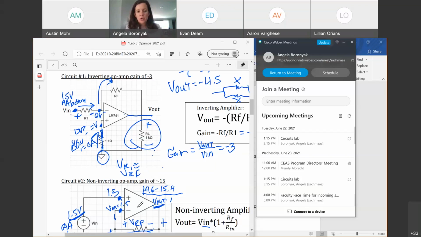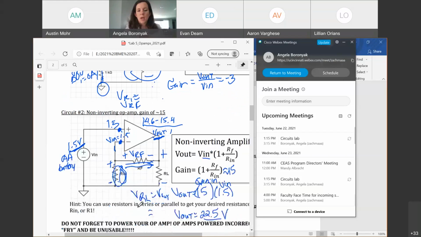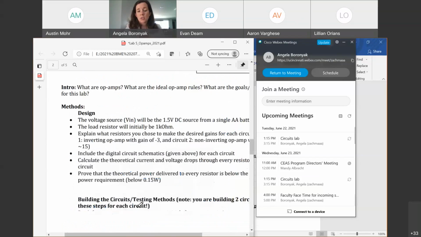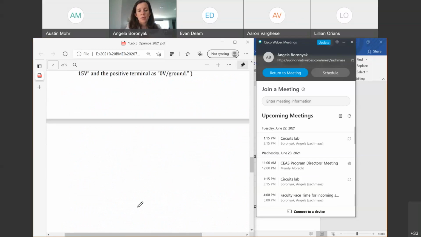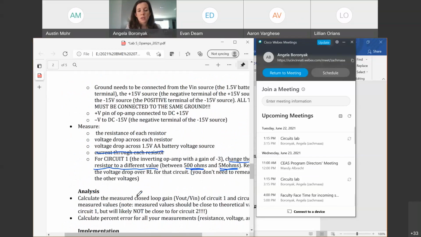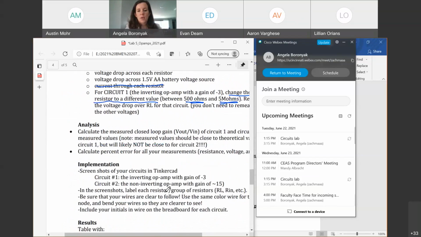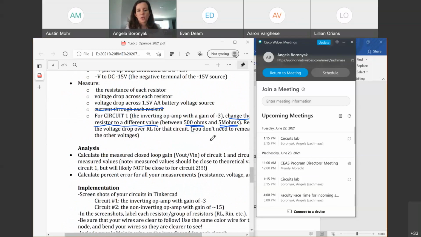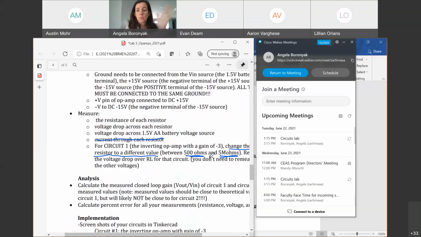Again, you need to build both those circuits and measure all the voltages. I'm not making you measure all the currents unless you just want to. The current in circuit two will be screwed up as well if you do that, but you need to compare them to the theoretical voltage drops across those. And you do also need to measure with RL for circuit one changed, just to prove that it will make the same V out no matter what RL was.